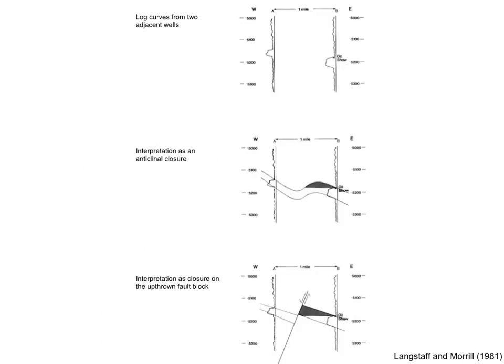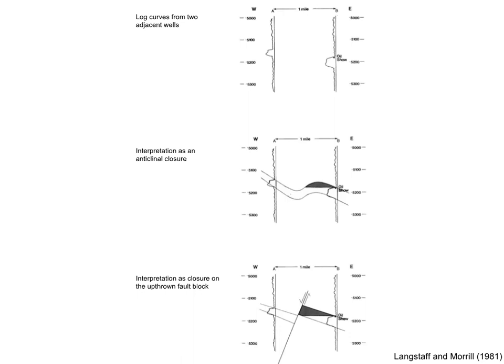The correlation of well logs is a problem that may have more than one solution. This is one example. We have two wells with the same type of log, 1 mile apart, and the eastern well has an oil show. We can interpret an anticline between the wells with an oil accumulation in the crest of the structure.